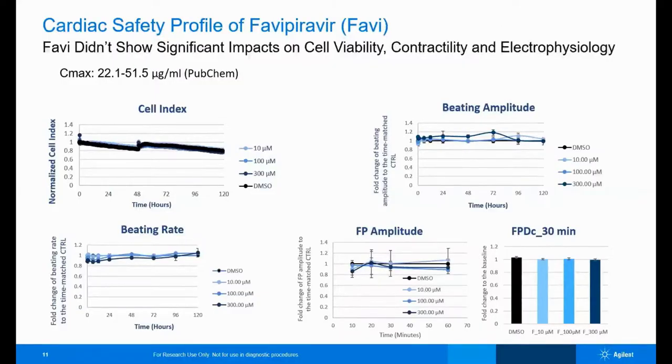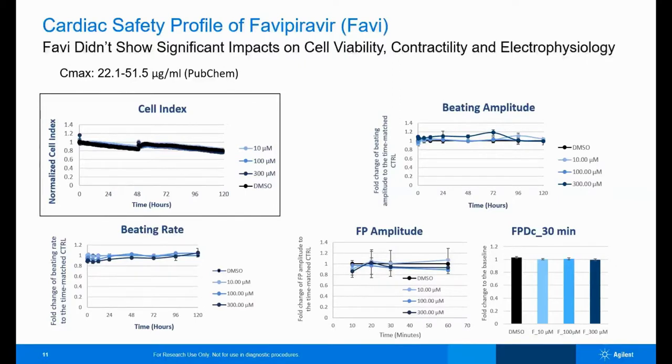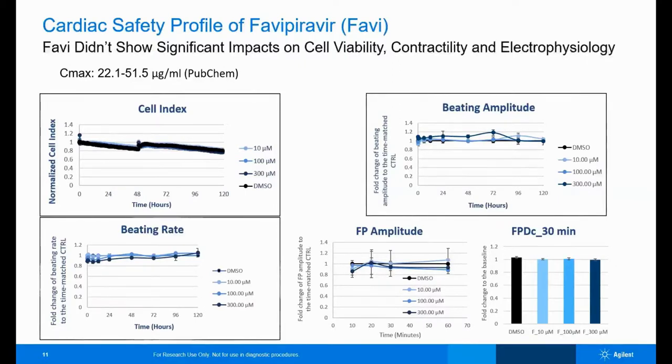And this is the drug for influenza treatment. According to the data collected from the CardioECR system, it didn't show significant change in cell viability and contractility, including beating amplitude, beating rate, and beating rhythm. There was also no impact on electrophysiology, which was evaluated by FP amplitude and field potential duration. So overall, this drug appears to be safe in vitro.